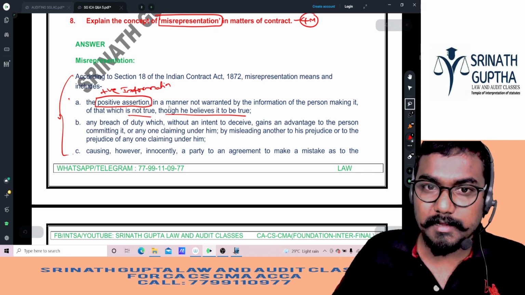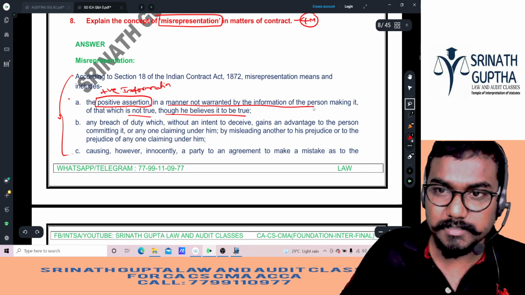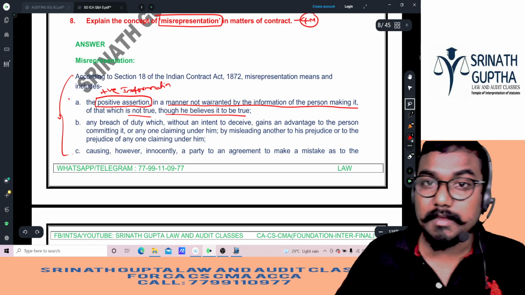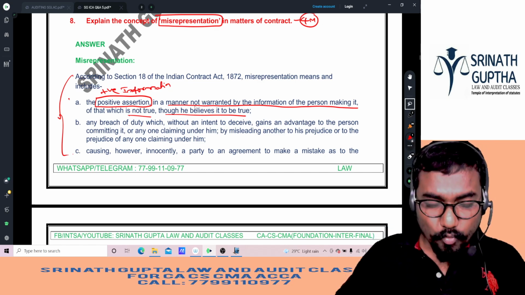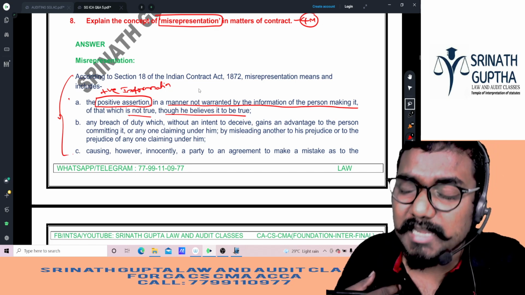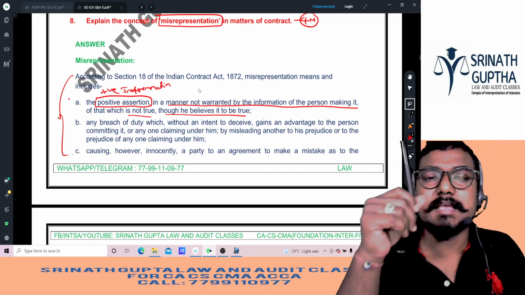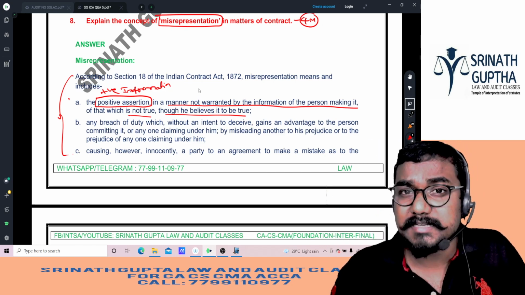In a manner not warranted by the information of the person making it. That means it is negative information but telling it as positive information. Why am I telling that it is positive information? Because I am believing it as positive information. I sold this pen. It's an ordinary pen. I sold this pen to Rohit by saying it is a Gandhiji pen.